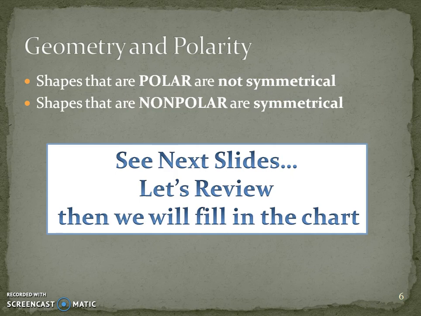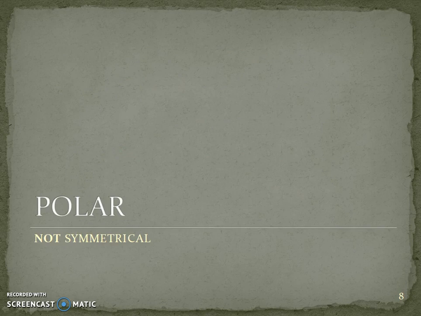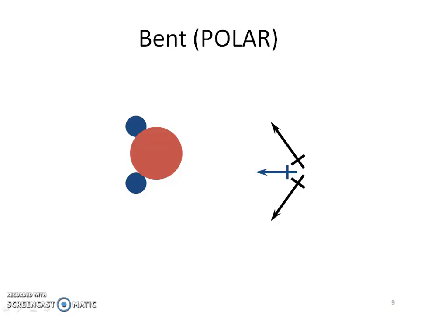So remember, not symmetrical means polar. That means one element has more pull than the other, one element has more electronegativity than the other. Nonpolar molecules are going to be very symmetrical, and the pull is going to be very, very equal amongst the elements on the central atom. So what do we mean by symmetrical, right? Again, the pull of those atoms according to their electronegativity. So here are the polar molecules, or the non-symmetrical.